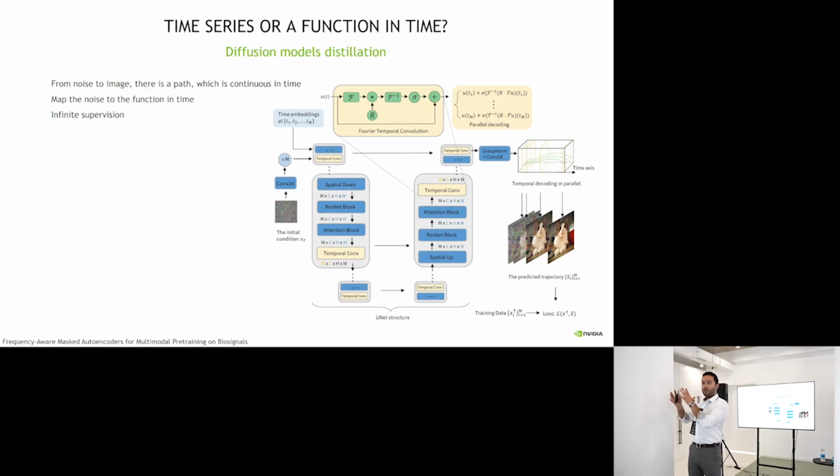Okay, so now, how about we give the noise as an input and output the whole continuous function in time, and use intermediate points as extra supervision to train the model further. And just doing that, just take the existing distillation model and add this continuous temporal component to it.